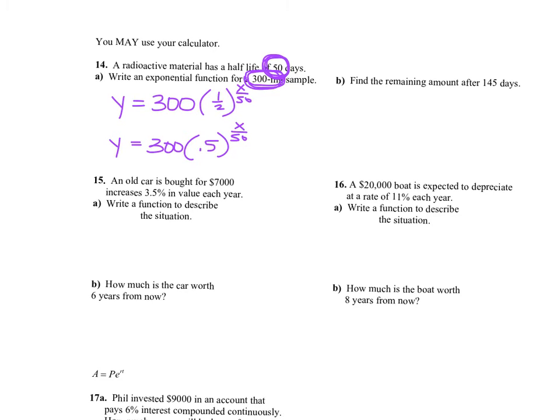So that's the setup. What do you do to find the amount after 145 days? Plug that in for x. That's your x value. So you're going to say 300 times 0.5 to the 145 divided by 50. Maybe plug that into your calculator right now just to make sure you're getting the right answer. What do you get? We'll do 2 decimal places. 40.19 milligrams.